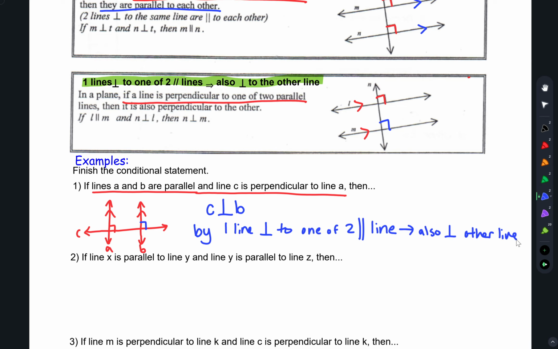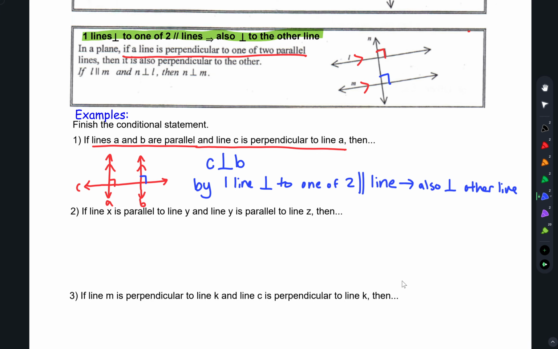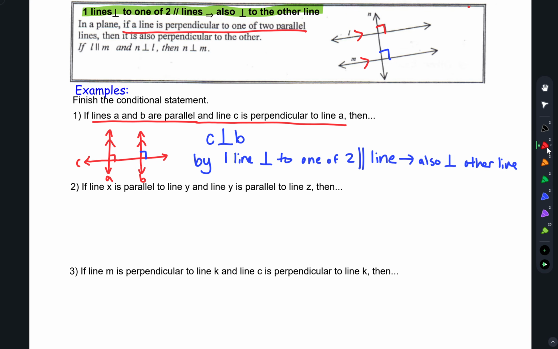Questions on that? Okay, let's do the same thing. I'm going to break apart my hypothesis here. If line X is parallel to line Y, maybe I go crazy and I'm going to draw them this way this time. There's line X. There's line Y. They are parallel. Line Y is parallel to line Z.